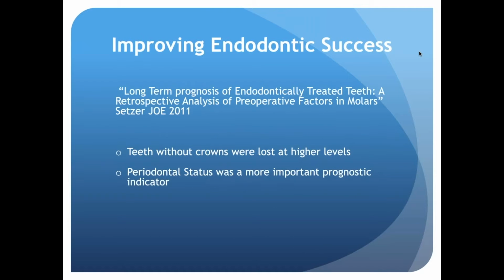So another long-term prospective study. Teeth without crowns were lost at much higher levels. And then just another thing to think about here outside of endo, but periodontal status was a more important prognostic indicator in this study. So if we have a periodontally hopeless tooth, is it worth doing the root canal, putting a crown on it? So again, another question to ask yourself before taking a patient down this pathway.